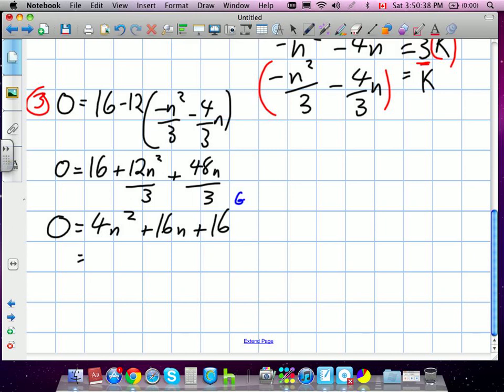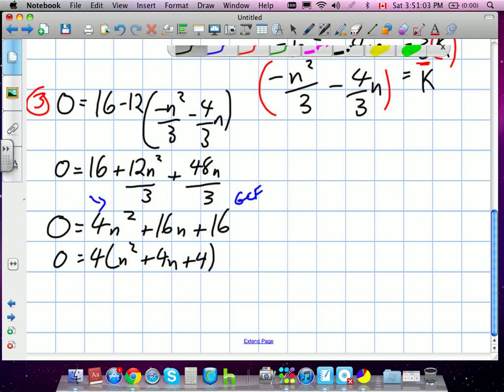I can take the greatest common factor out first. Do you know what the greatest common factor is here? 4. 4 comes out. We're left with n squared plus 4n plus 4. This 4 can kind of drop off. I want to work on factoring this or putting it into the quadratic formula. Either will work, but let's see if we can factor this.